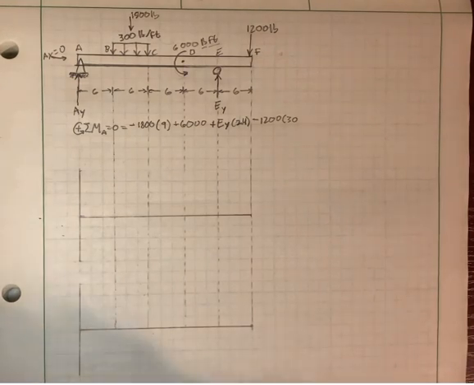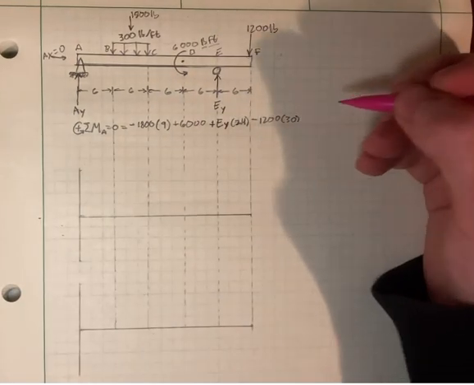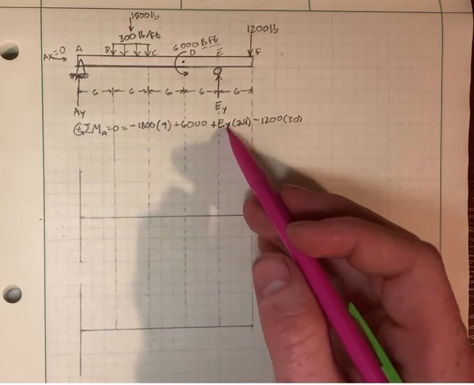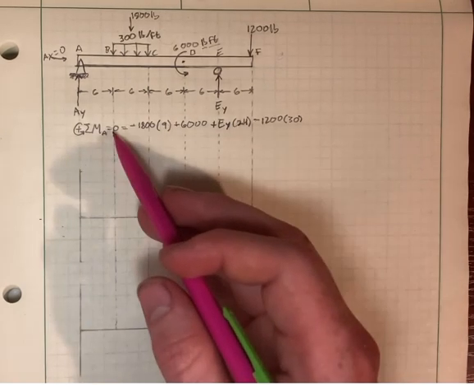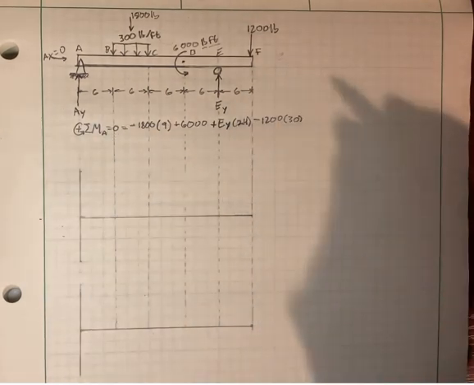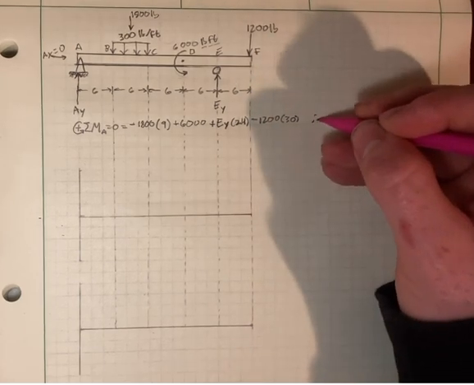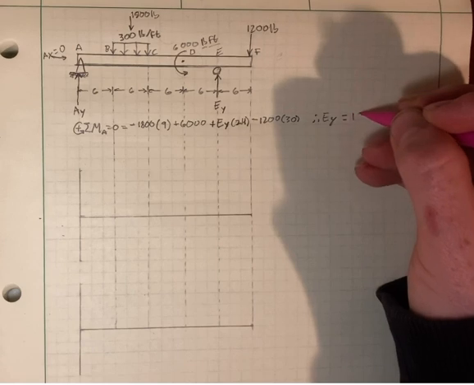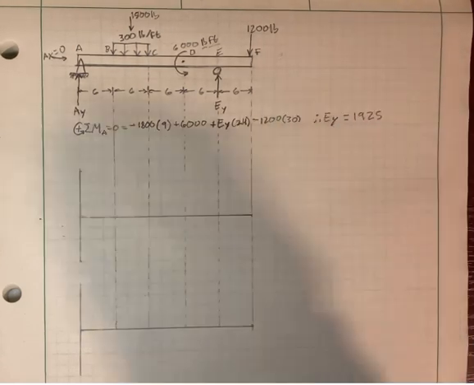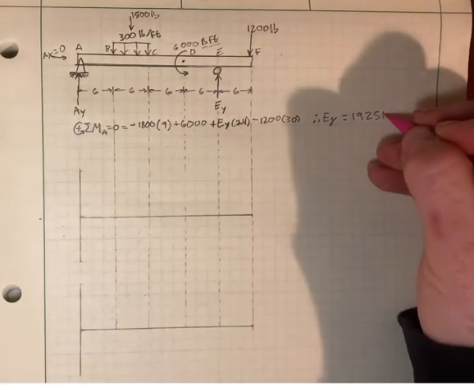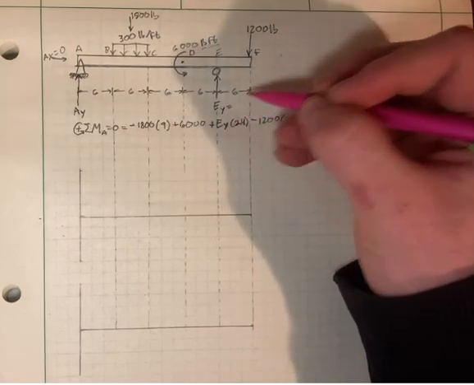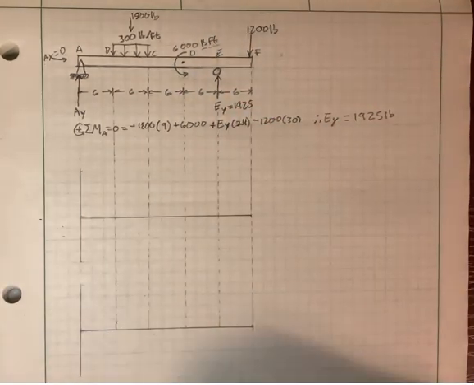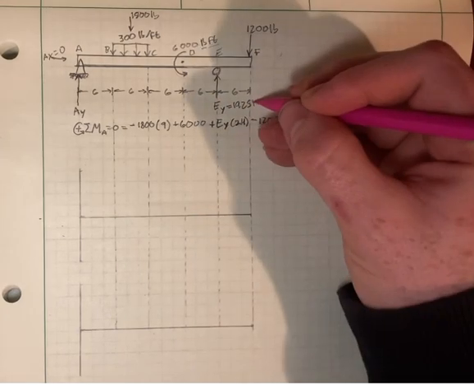6 times 5. Great. And now, look at that. Only one variable in an equation that's set to 0. So we can go ahead and solve for that. Variable being EY equals 1925. Great. And that is in pounds, because again, it's just a force. 1925. Right there for EY, pounds.